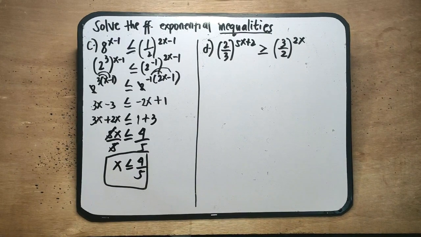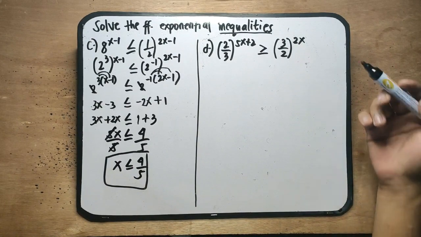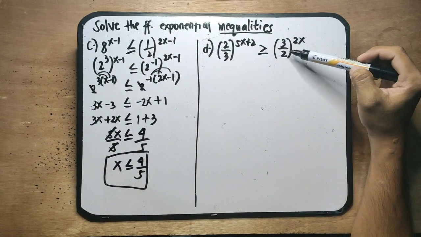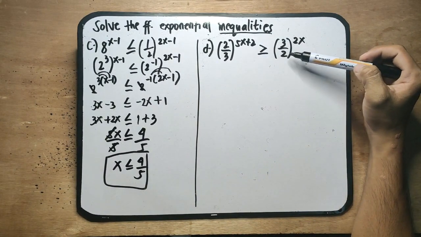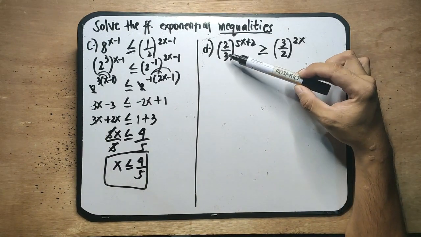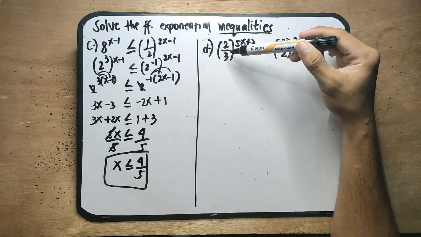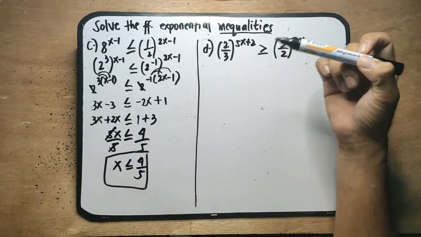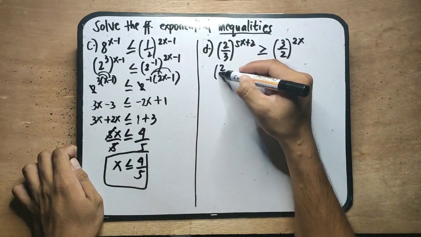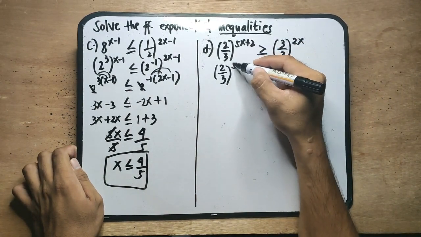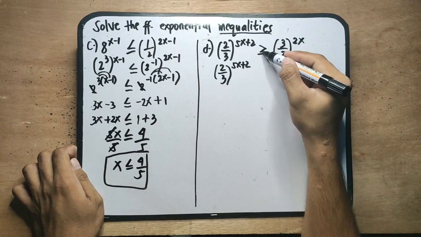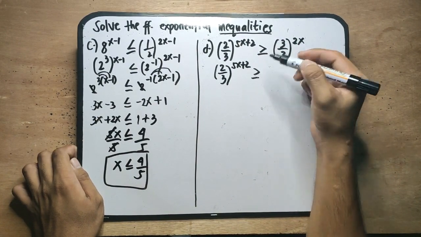Lastly, 2/3 raised to 5x plus 2 is greater than or equal to 3 all over 2 raised to 2x. Okay, so 3 all over 2, pwede natin siyang i-write as 2/3. Si 2/3, pwede rin natin siyang i-write as 3 all over 2. Pero I'll just use 2/3 as the base. So we just bring down 2/3 raised to 5x plus 2. Then we bring down greater than or equal to.